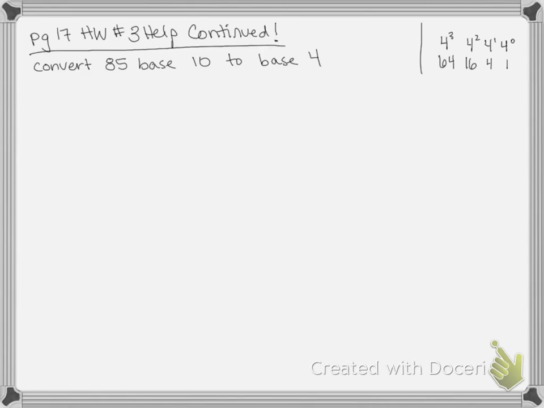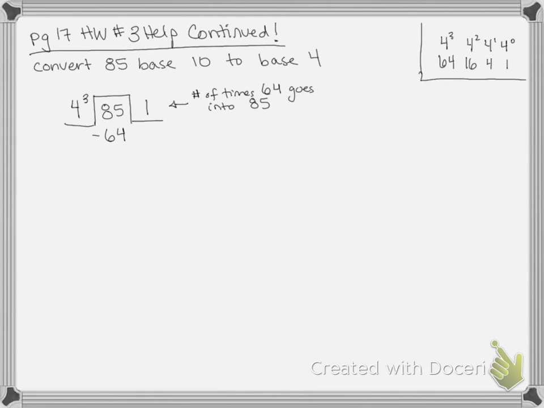And that's actually as far as we're going to need to go for our powers of 4 because 85 is just slightly above 64. So let's go ahead and begin with our hat. 85, and we're going to test 4 cubed first. So this is the number of times, and remember, you don't need to write this, but it's just to help us out, 64 goes into 85, and that only goes in once, so I'm going to take away the 64.